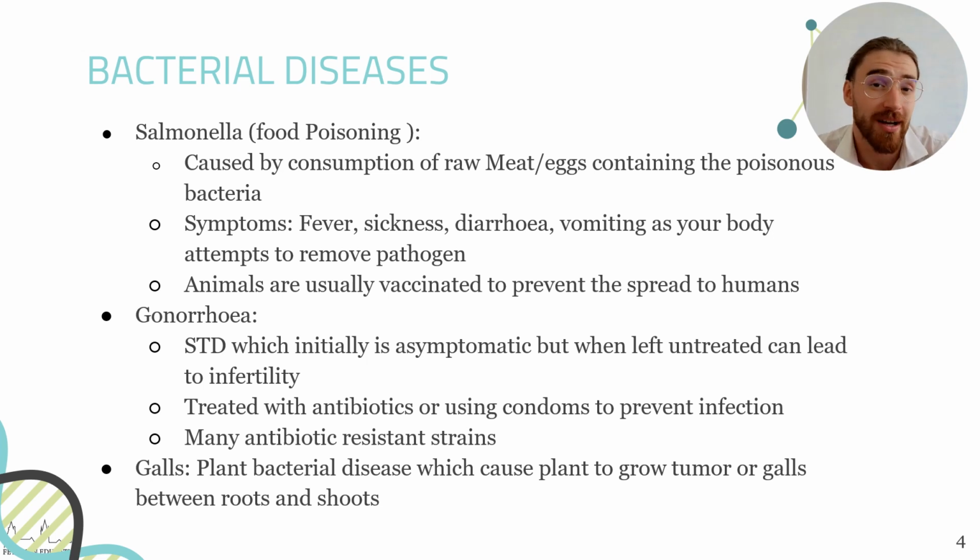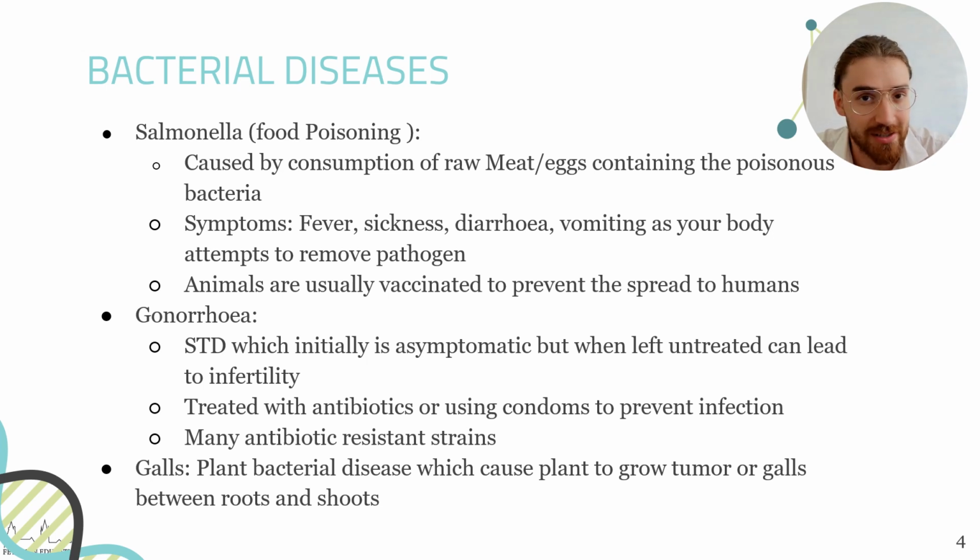Okay, some examples of bacterial diseases include salmonella, which is basically food poisoning. You can get this from eating contaminated eggs or contaminated meat. Usually this comes from eating it when it's raw. Okay, so as we cook the meat, it's going to kill the salmonella bacteria, which is why we make sure chicken is very well cooked. It can cause fevers, sickness, diarrhea, vomiting.